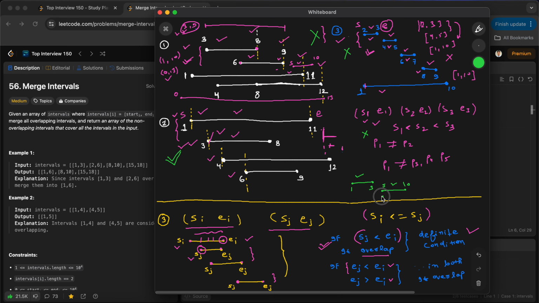So s3 can start from here, here, here. It can start from anywhere, but that s3 will be greater than s2. So if these two points are not overlapping, then it is sure that the other points will not overlap. So due to this behavior, we will sort our intervals on the basis of start point.